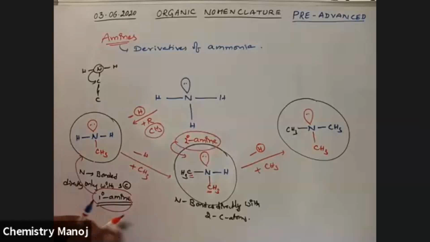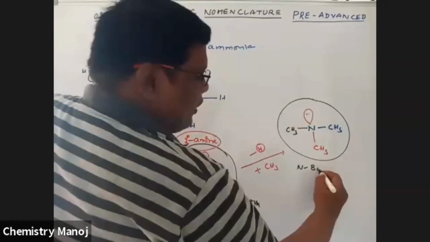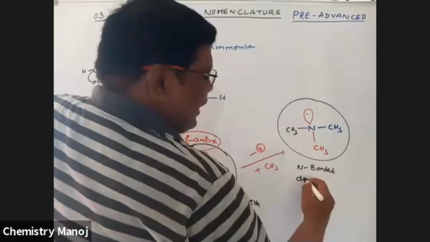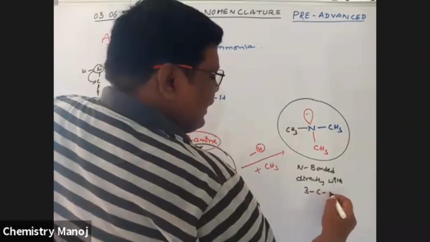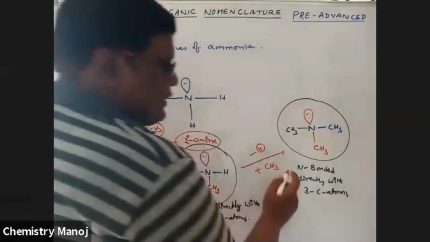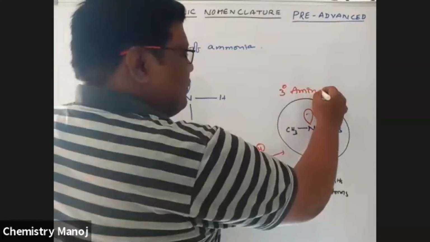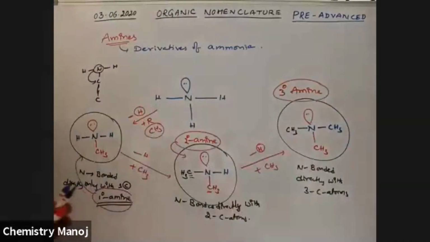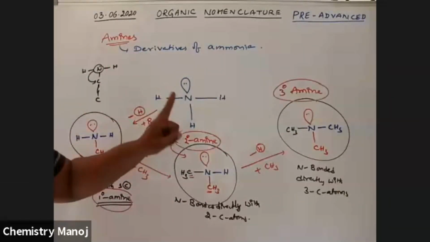Next, if nitrogen is bonded directly with three carbon atoms, because it is directly connected with three carbons, it is taken as a tertiary amine. So amines are of three types: primary amine, secondary amine, tertiary amine. If one hydrogen of the nitrogen is replaced with one alkyl group, it is a primary amine.